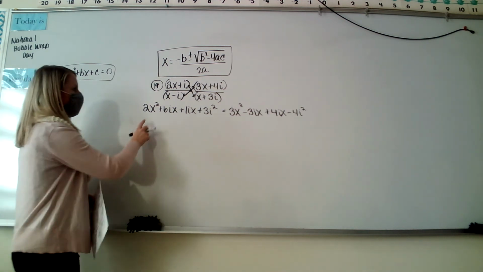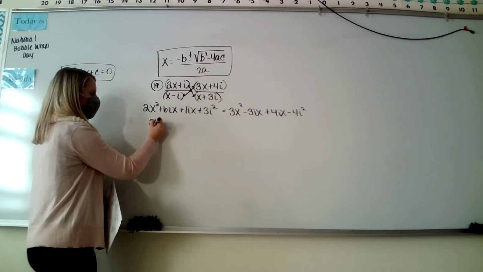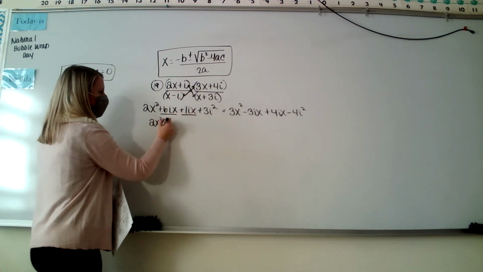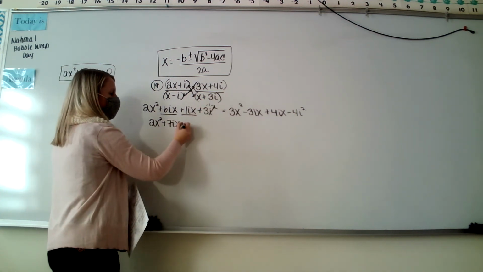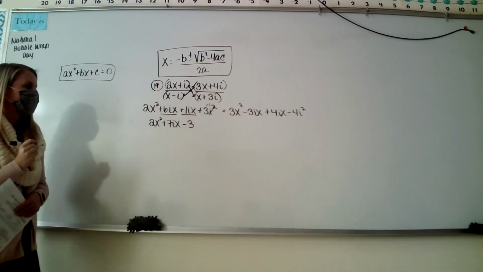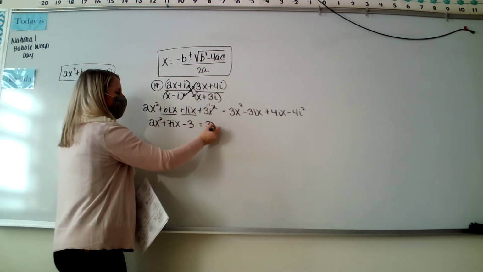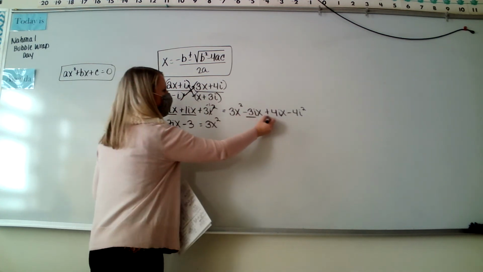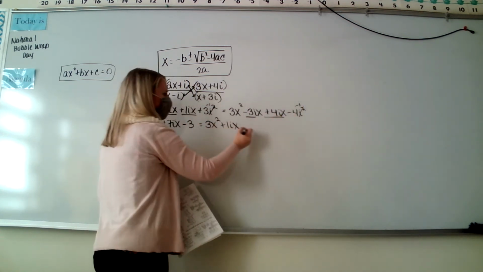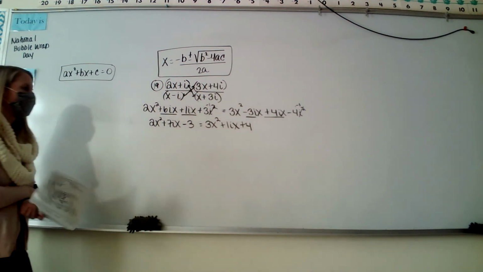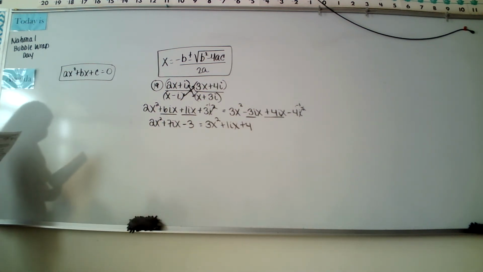So as I'm simplifying, I have 2x squared. I can combine these to get 7ix. And then remember, i squared is -1, so that's actually just -3. And then over here we have 3x squared. If I combine those two, I'll get 1ix. And then that's really -1, so that would be plus 4. I'm just pausing so people have a minute to get caught up.